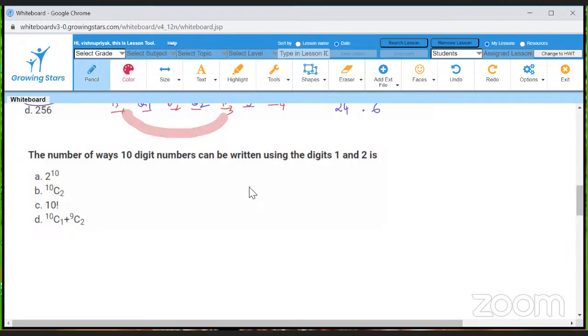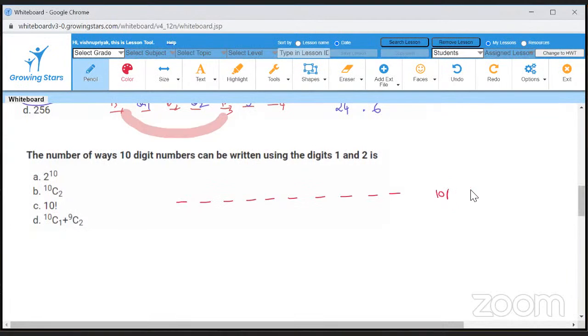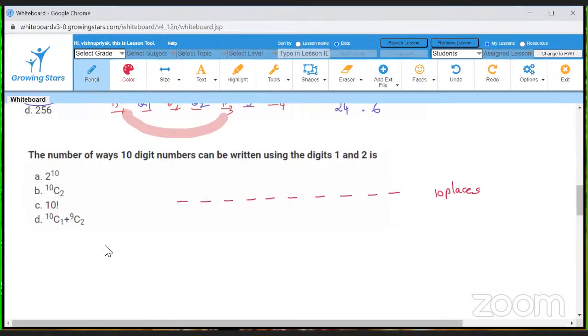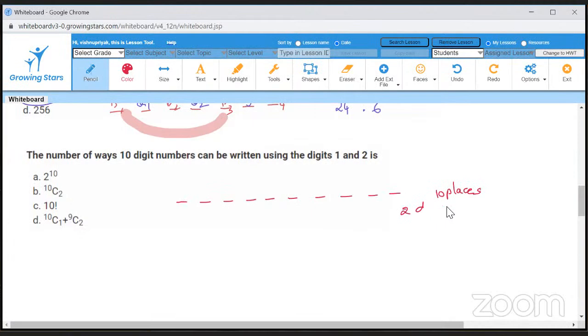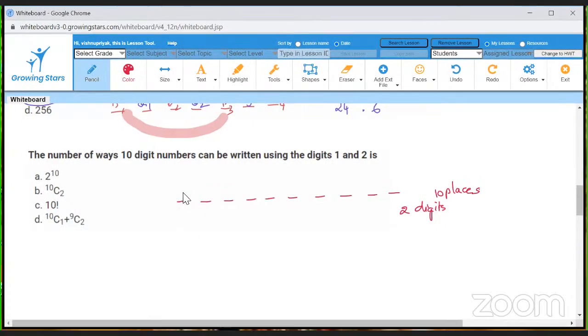The number of ways 10-digit numbers can be written using digits 1 and 2 is. So 10-digit numbers are there. That means 10 places. But in these 10 places, you have to fill up only 2 digits, 1 and 2. That means repetition is allowed. You have 2 digits.